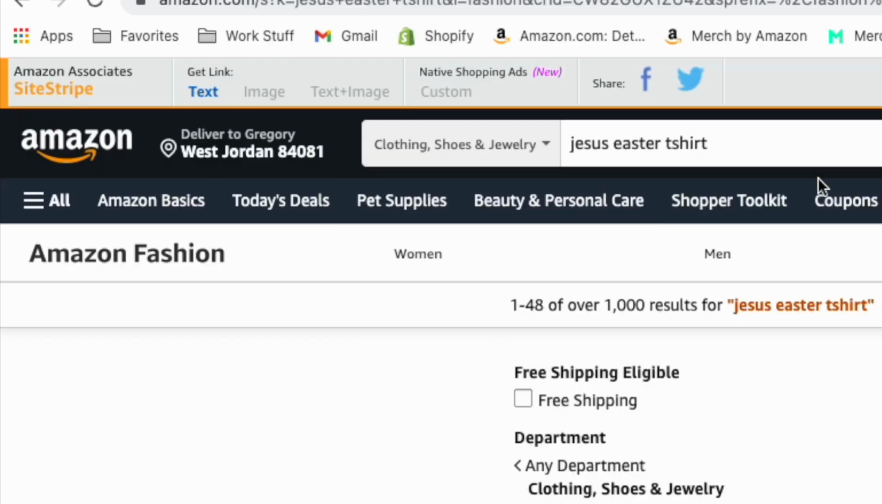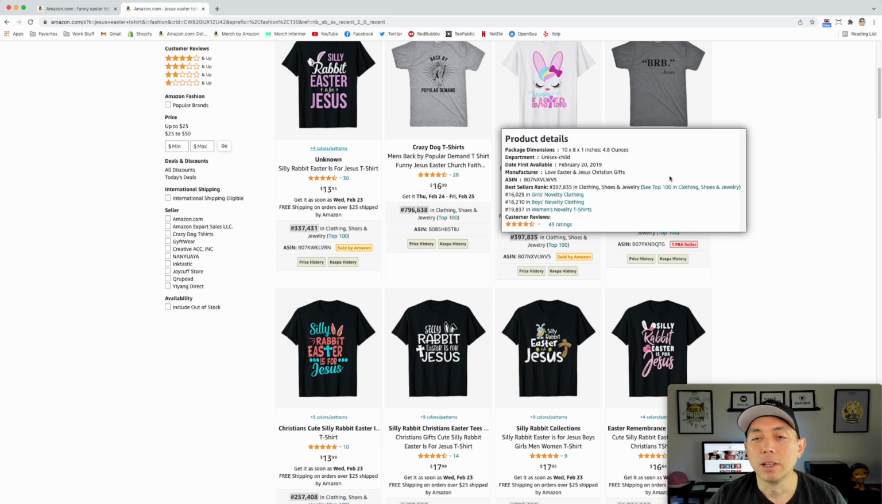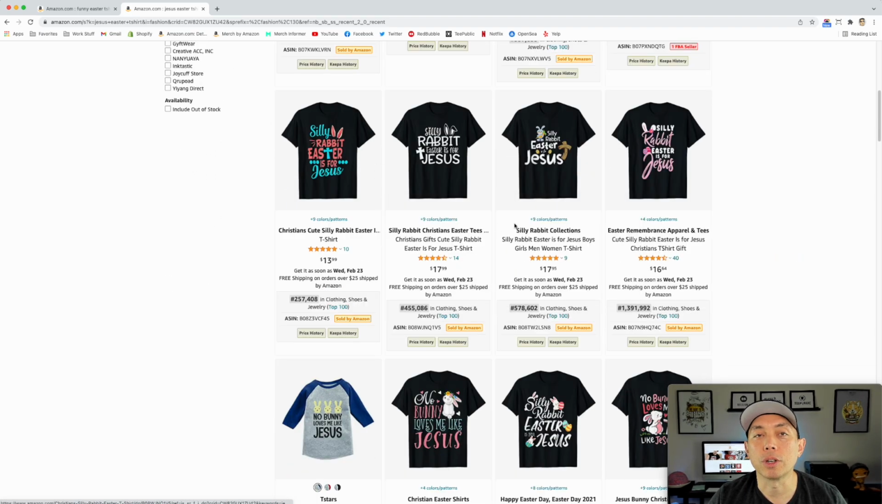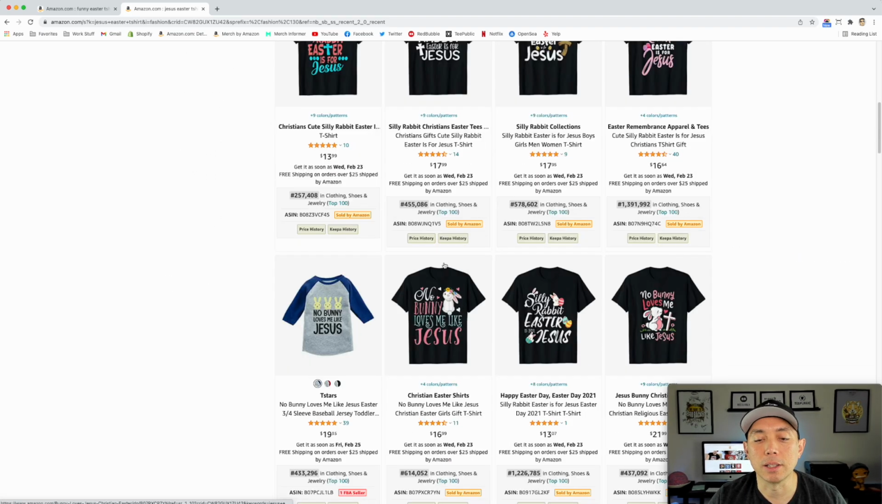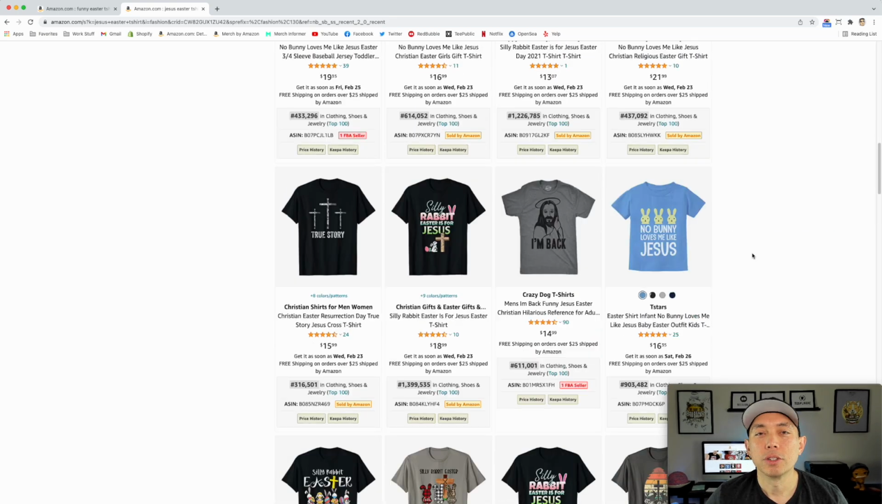I typed in Jesus Easter, and we can see some of those other ones. Now you'll see both of them on each side because of the tag Easter, but you can see this one is more focused on the religious side of it, Jesus and things like that. So right there is one of the examples we saw. So that's tip number 1.